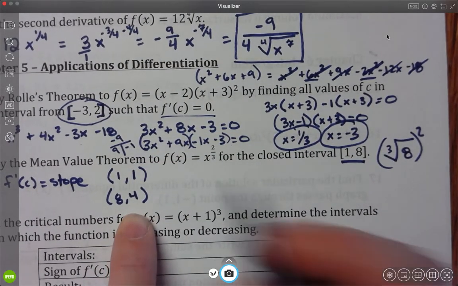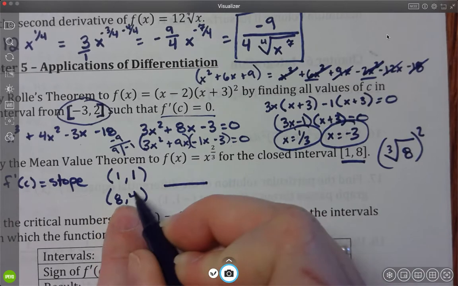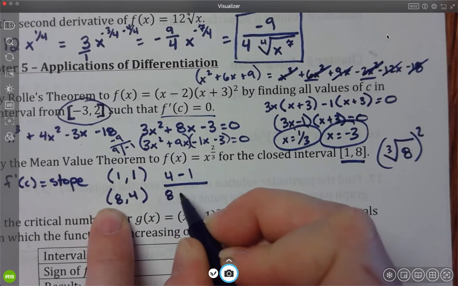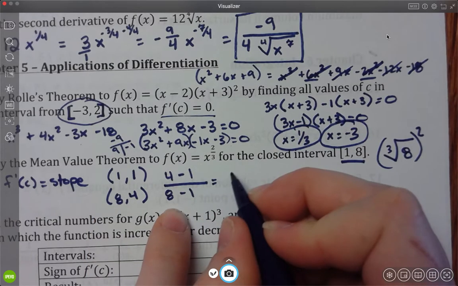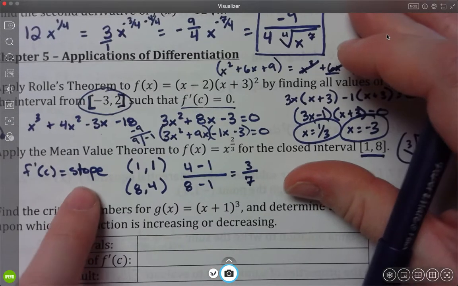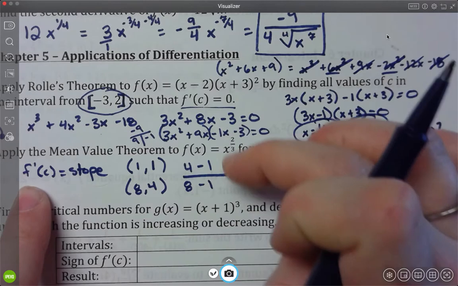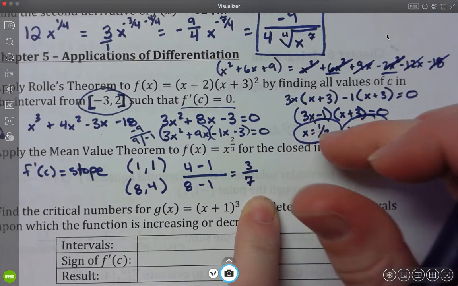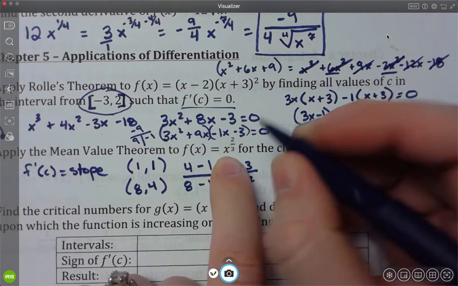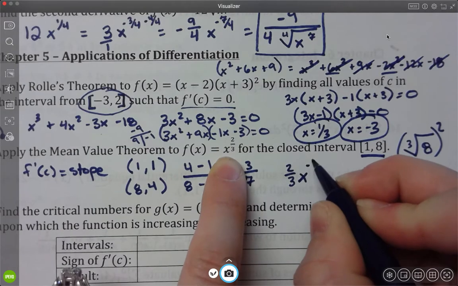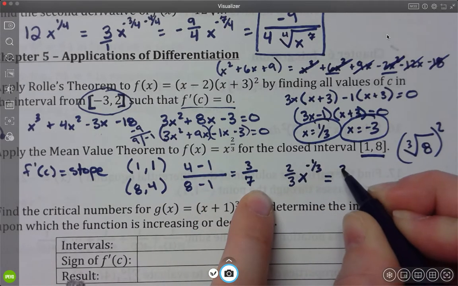Now if I do the slope, y2 minus y1 over x2 minus x1, that's 4 minus 1 over 8 minus 1, and that's going to be 3/7. Now, last thing, now that I found my slope, I need to take the derivative of my original function and set it equal to 3/7. So my derivative is going to be 2/3 x to the negative 1/3, and I'm going to set that equal to 3/7.